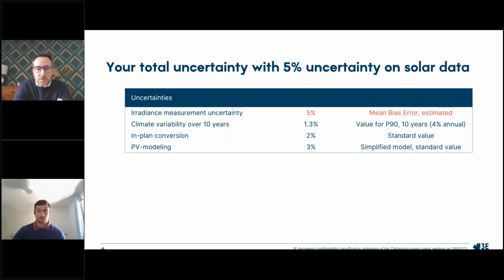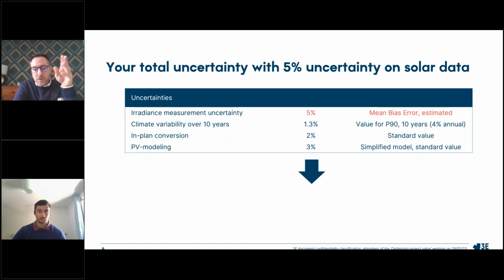Now, the fourth category, in a long-term yield assessment, is where we group a certain number of uncertainties, named for this example PV modeling. Under PV modeling, you have uncertainty on the module, on the optical chain, on the degradation factor, on the IAM. All this kind of uncertainty is grouped, and we simplify the model, and we take an overall uncertainty of 3%.